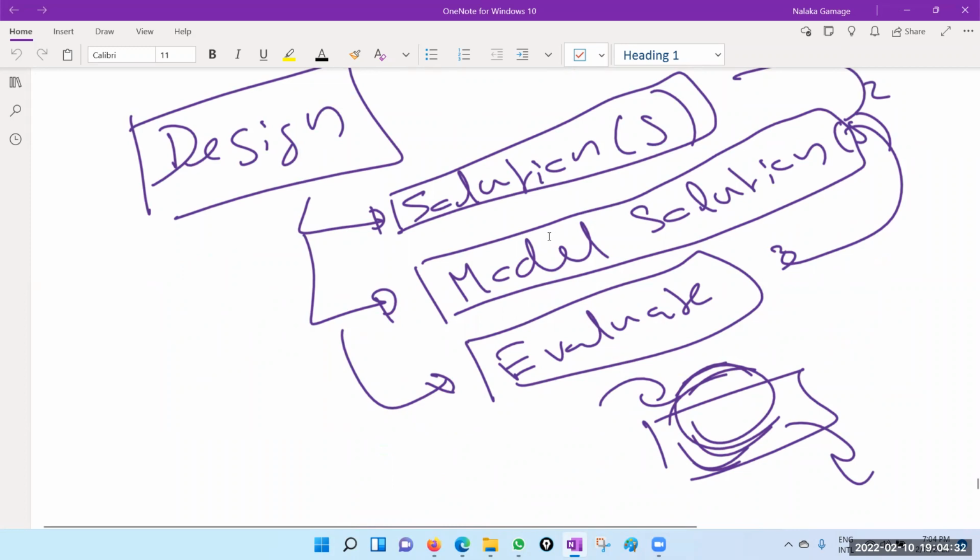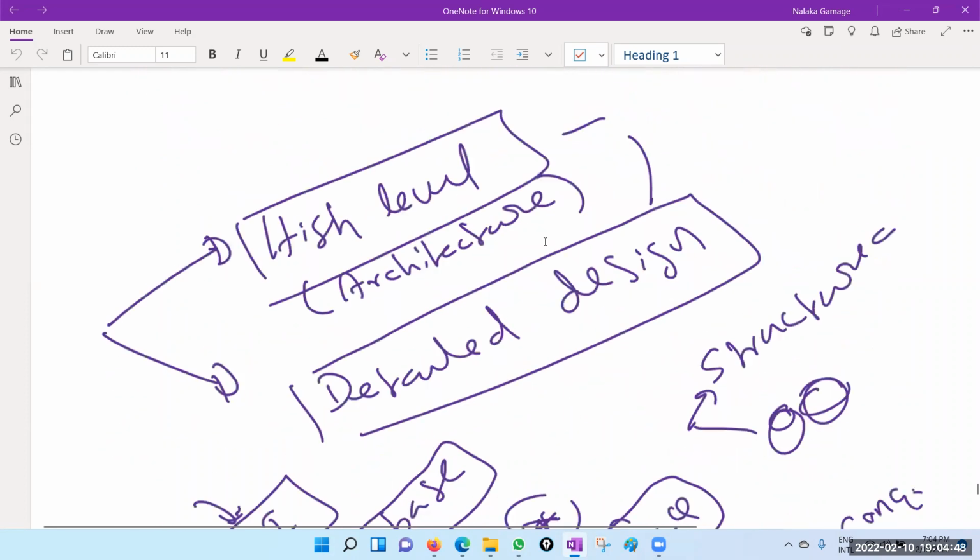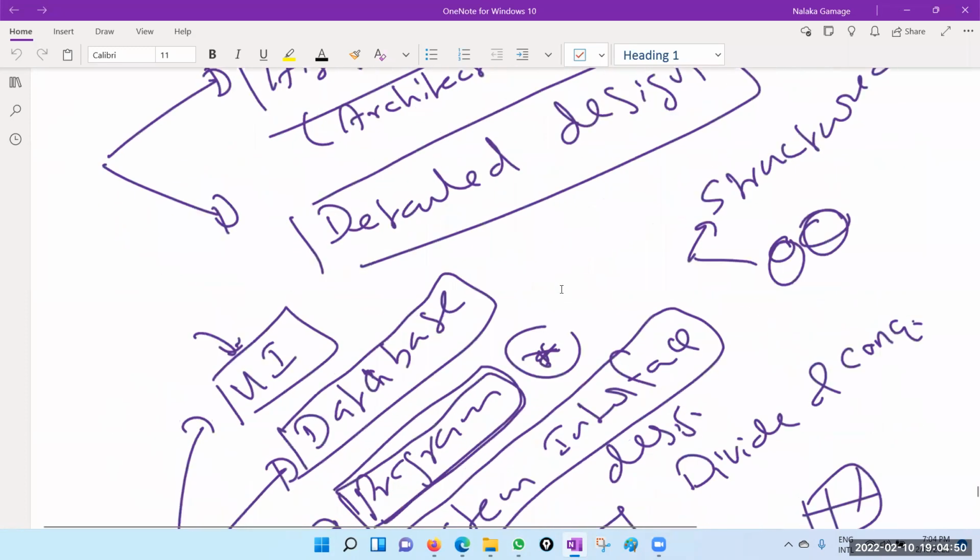Okay. And there are different aspects of designing: UI designing, program designing, database designing, system interface designing, right? So many aspects are there. We can tackle those things separately as well. Okay, right. So we discussed these things last time.